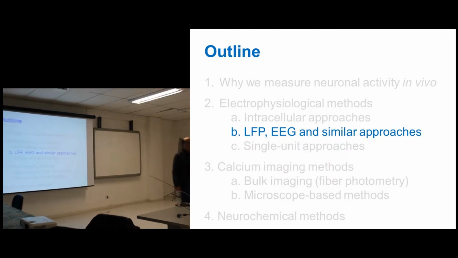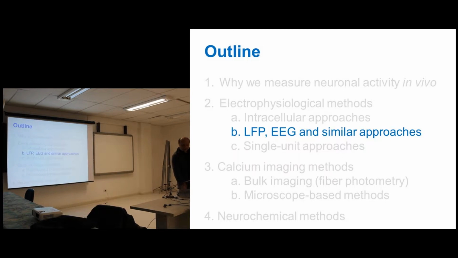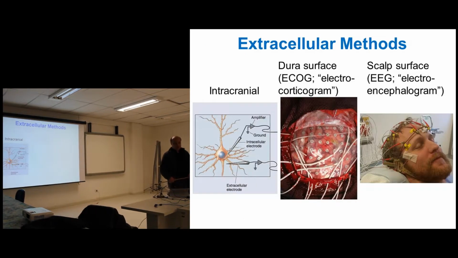So those are intracellular approaches. I'm going to talk now about extracellular approaches, where the electrode is outside of the neuron. You could record these kinds of potentials. We call them LFPs, EEGs, electroencephalogram, and a couple of other approaches that are like this. And then we'll talk about single unit recording. Those are all extracellular methods. So how does this work?